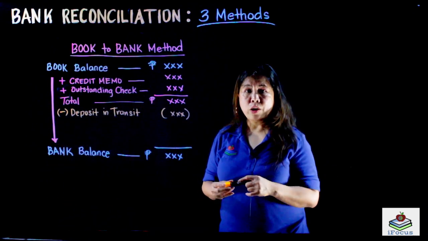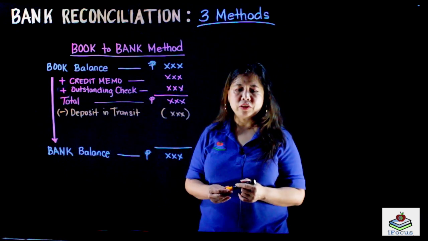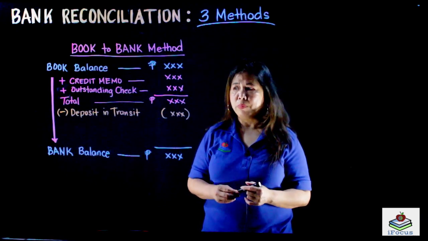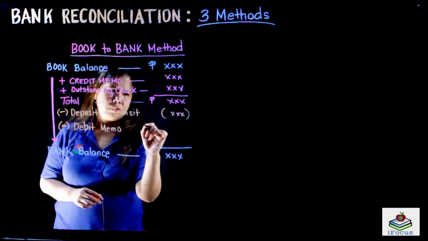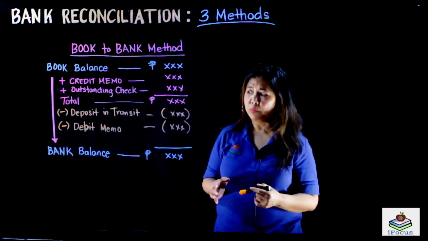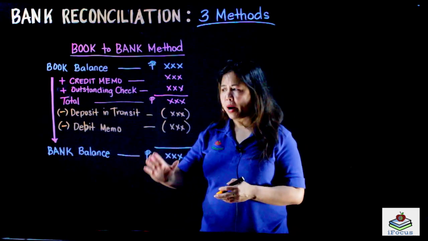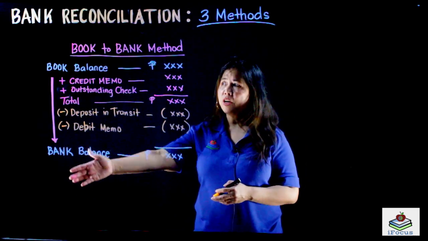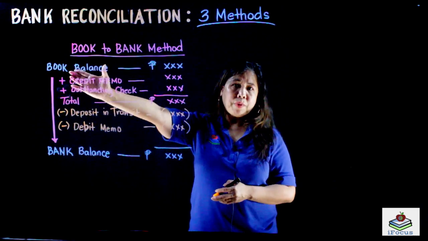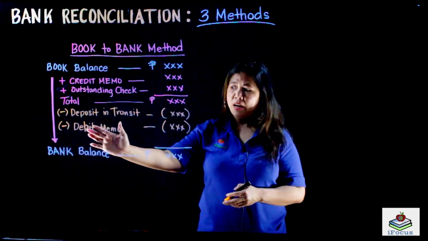And then the debit memo. The debit memo is another subtractions or minus. Ima-minus natin ang debit memo. Alright, so i-minus natin ang ating debit memo sa book balance dahil ang debit memo ay na-minus na sa bank balance. Pero hindi pa ito na-minus sa book balance. Para makita natin ang bank balance, i-minus natin ang debit memo.